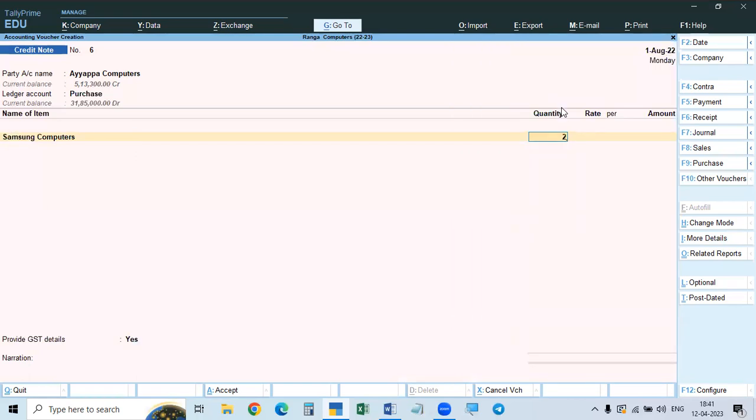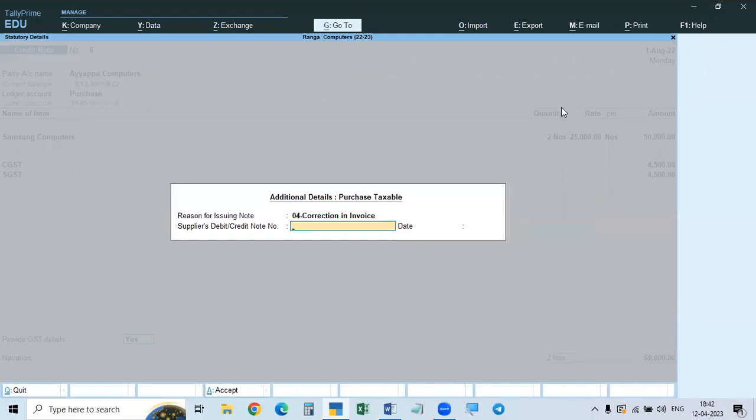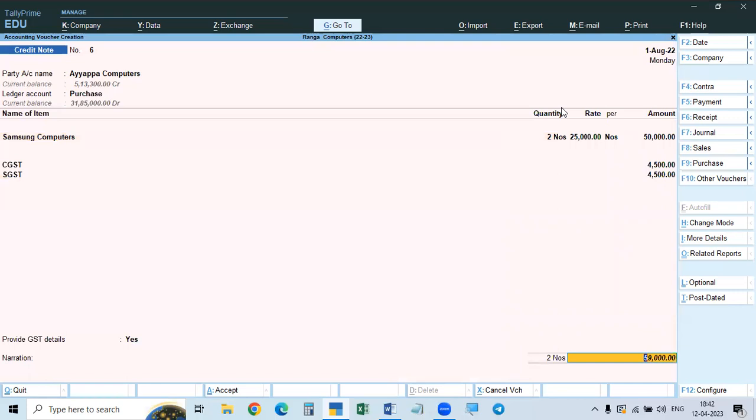2 numbers. What is the amount? 25,000, the amount is 25,000. Increase 50,000. Then come to GST. And here also, what did we do? A correction in the invoice only. We are issuing a credit note, which means he will issue a debit note later, so when he issues the debit note, we will enter it.